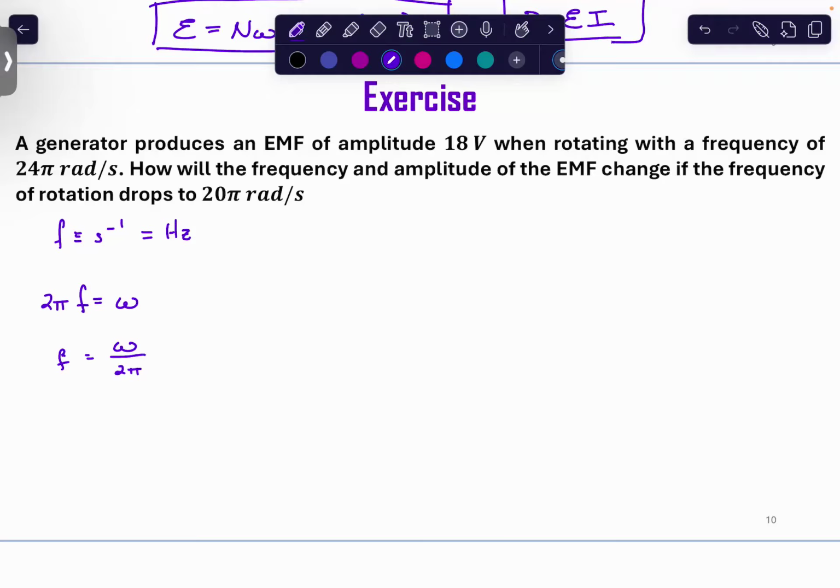Now, we need to find out what these two different frequencies are, okay? So frequency 1 is going to be your 24 pi radians per second divided by 2 pi radians. That is going to give you 12 hertz as an initial frequency. The second frequency is your 20 pi radians per second over 2 pi, which is going to give you 10 hertz as your second frequency. Now, the amplitude of this EMF is 18 volts.